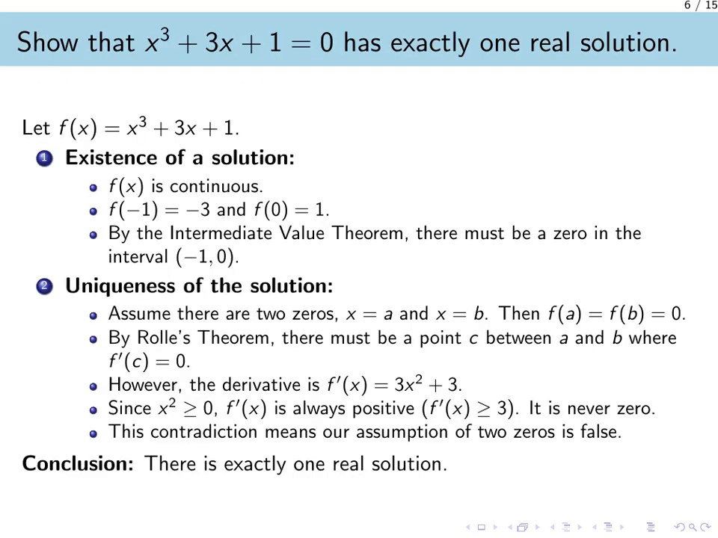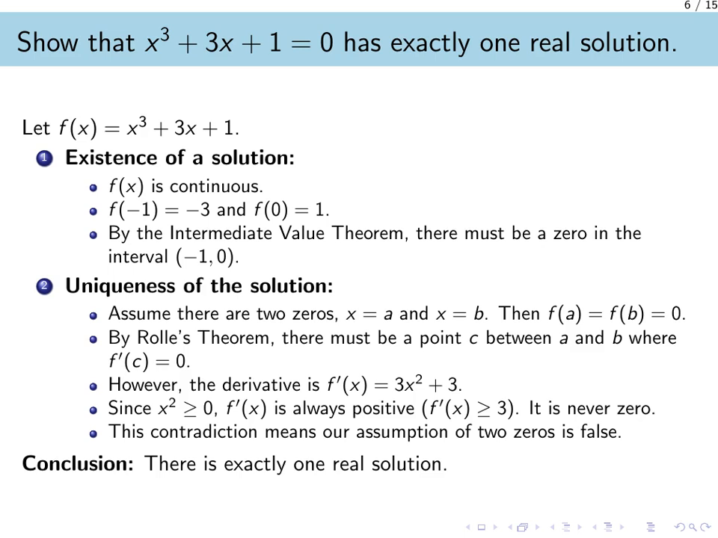We can combine two powerful theorems to prove that an equation has exactly one solution, which is a common and useful technique. First, we establish the existence of a solution using the intermediate value theorem. For the function f of x equals x cubed plus 3x plus 1, we see that f of -1 is -3 and f of 0 is 1. Since the function is continuous and changes sign, it must cross the x-axis at least once.